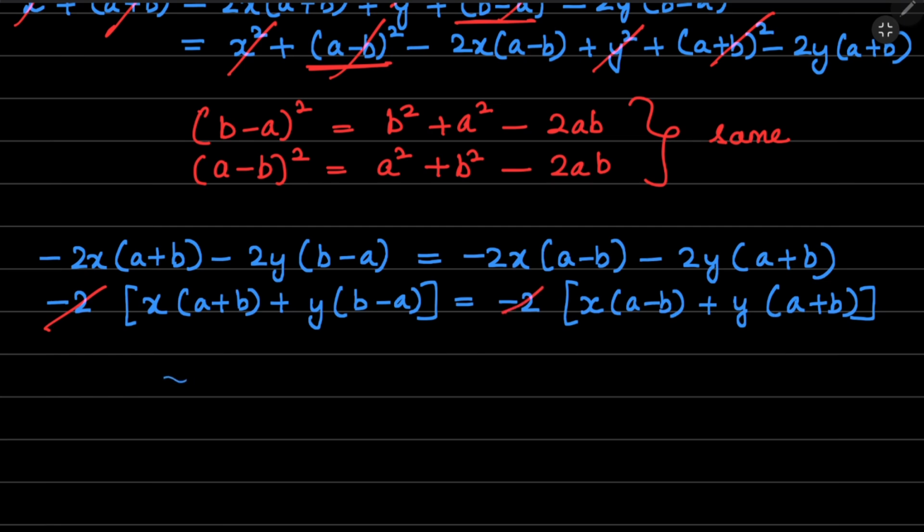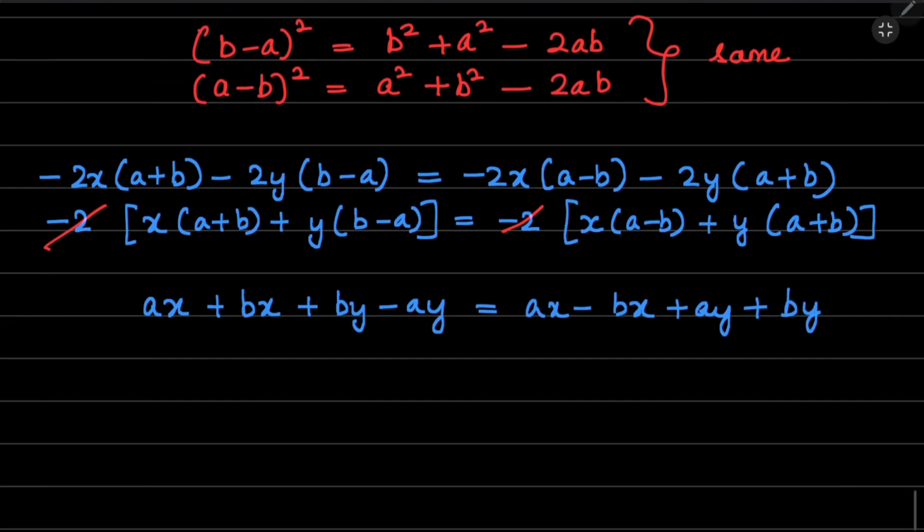Now just open the bracket. So you have got ax plus bx plus by minus ay equal to, again, ax minus bx plus ay plus by. Just multiply it. Now see if there are any like terms on either sides. So you have got ax term, bx is not there, by will get cancelled. Now let's take all the x terms to one side. So you have bx plus bx coming from RHS is equal to ay plus ay.